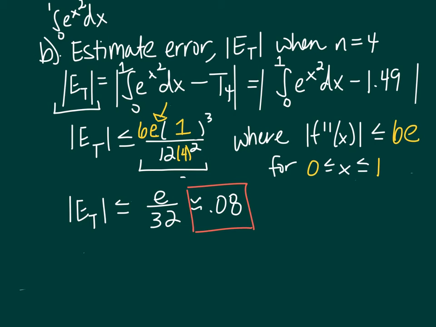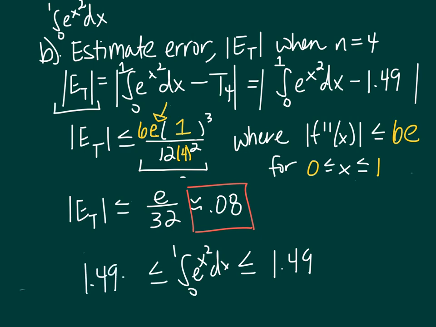If you're asked to give an interval in which the actual value lies, normally you would start with the value that we got out of our estimate in part A. So you'd start with your 1.49. And then you'd say, okay, I know that this is the exact integral, and this has to be somewhere in between 1.49 plus or minus my error. So here's your plus 0.08 and your minus 0.08. That's what we mean by the error.